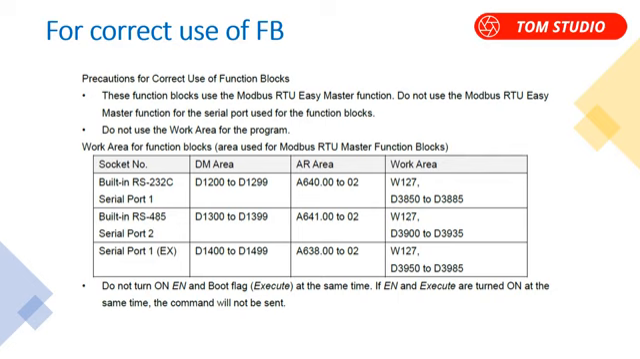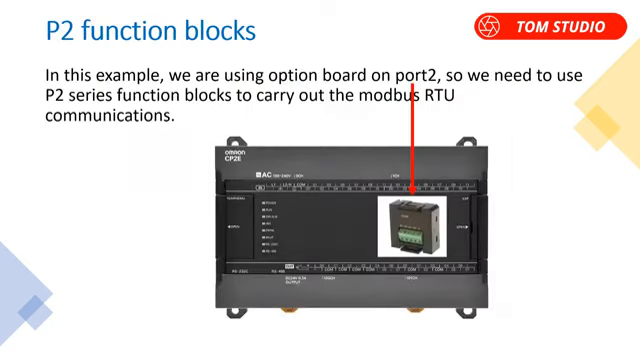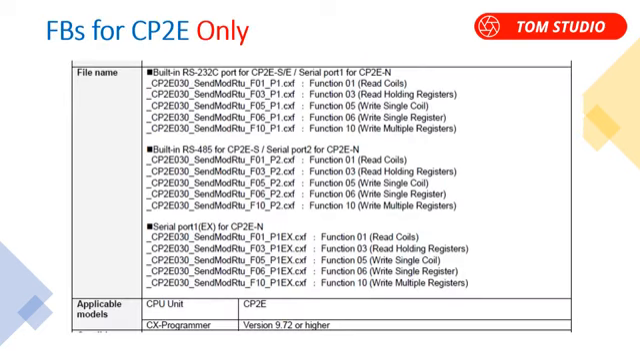In this example, we are using an option board on port 2, so we need to use P2 series function blocks to carry out the Modbus RTU communications. Please note, all of these function blocks are purely designed for CP2E series PLC, you cannot use them in CP1L, CP1E, CP1H, and so on.